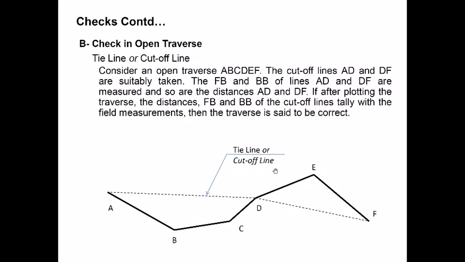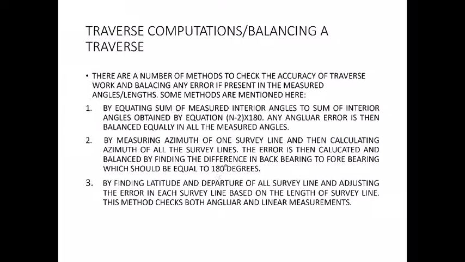But there is one other way to do it, that is by finding latitude and departure of survey lines. We'll discuss in a bit what that is, and adjusting the error in each survey line based on the length of the survey line. So the adjustment is done based on the length of the survey lines, and this method checks both angular and linear measurements.